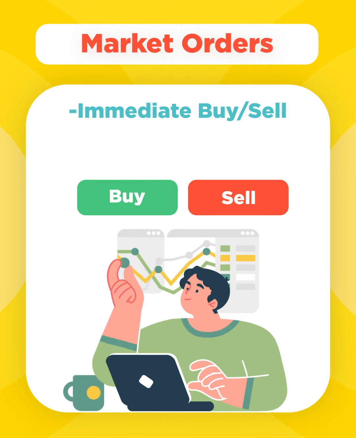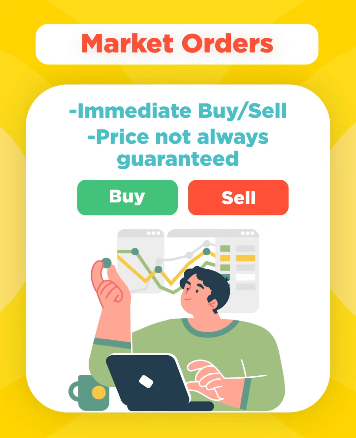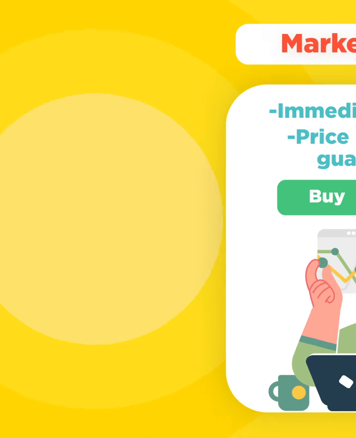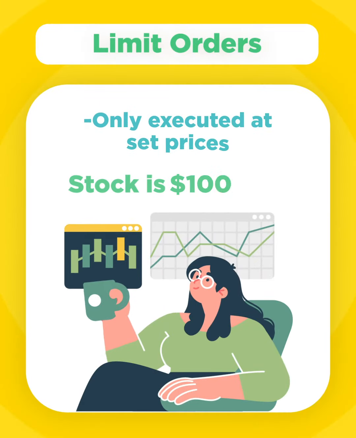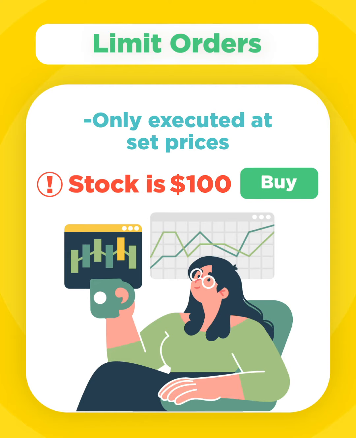A market order is an order to buy or sell a stock at the market's current best available price. A limit order executes a buy or sell of a stock in the future at a specific or better price.